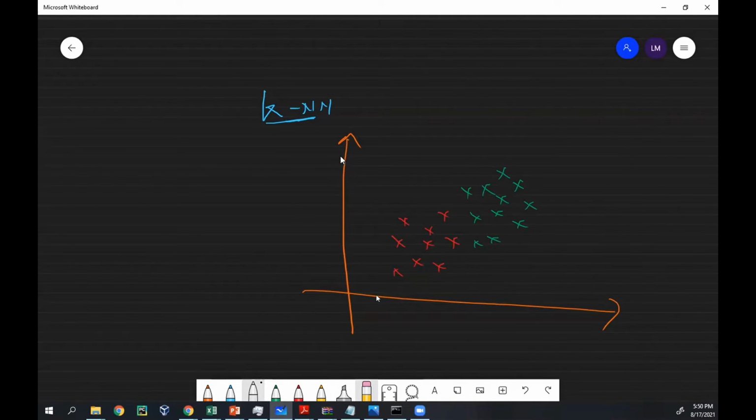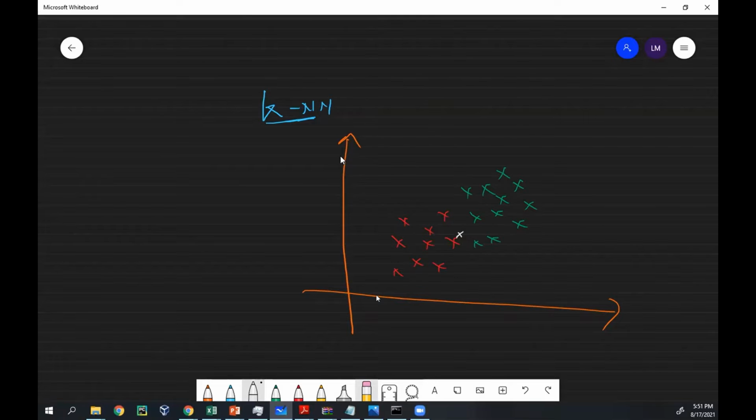But let's say it's not possible for us to divide the data with a single line. In that case, we have an algorithm which helps us deal with that. Let's say I'm drawing a point over here. I need to figure out what point this is. Or let's say the point is lying over here, very near to red. So this is a new entry of point.